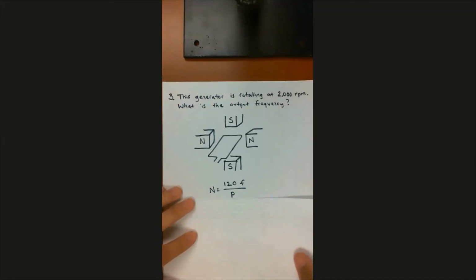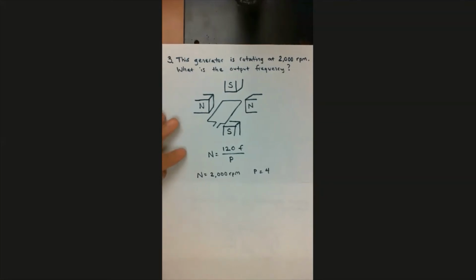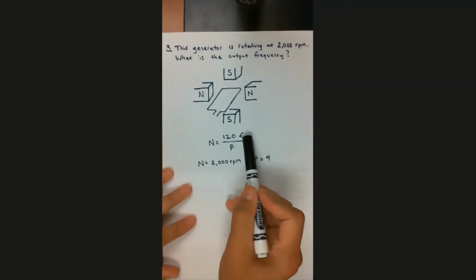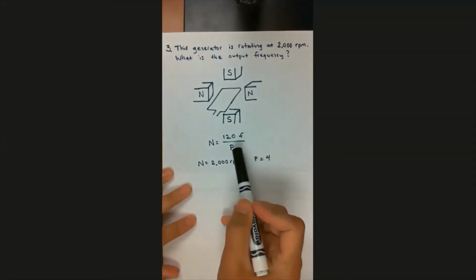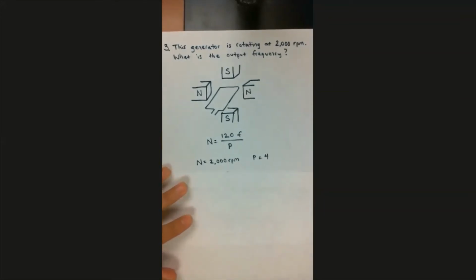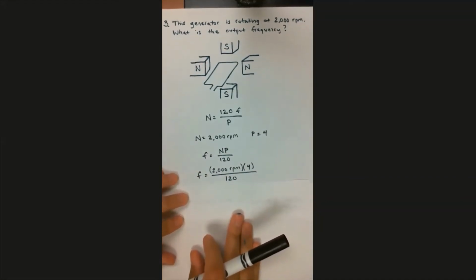Let's go ahead and fill in our numbers here. So N is 2,000, P is 4, and we want to solve for F. So we know what N is, we know what P is. Now I'm going to rearrange this equation and solve for F. So to get that, I'm going to multiply both sides times P and divide both sides by 120. So I get F equals N times P divided by 120. And now I can plug in numbers. F equals 2000 RPM times 4 divided by 120.